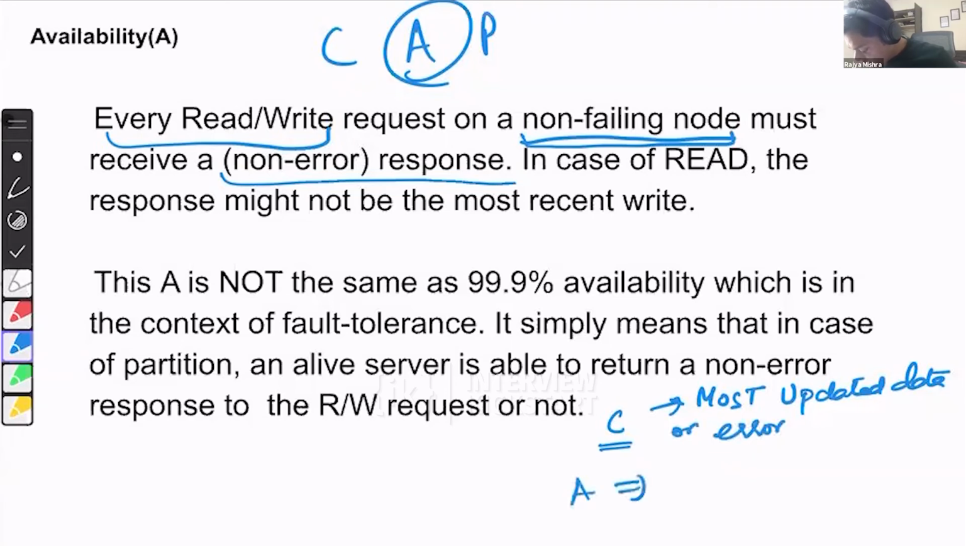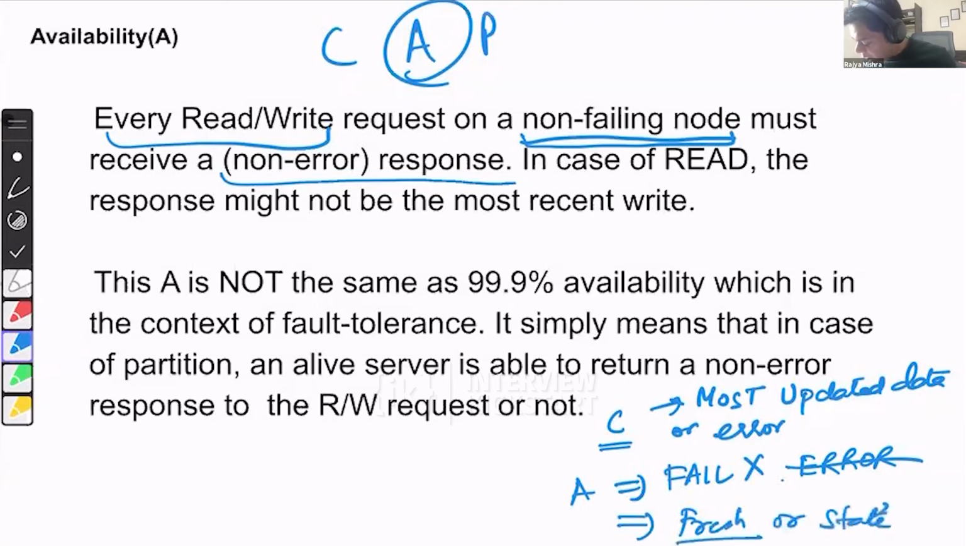Availability is saying failure is not an option. So that means I don't want to see an error. If the read request comes to the system, don't give me an error, always give me some data. That data could be fresh, that means the updated data, or it could be stale data. So this is availability.